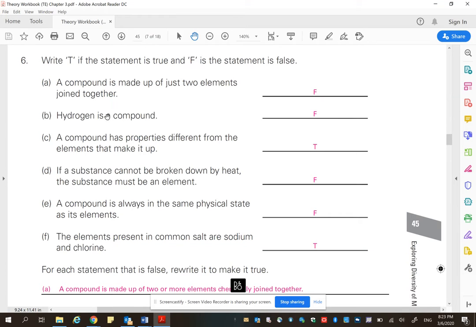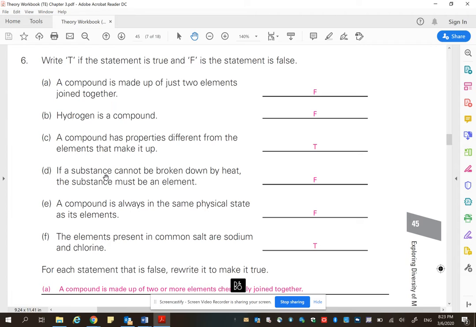Okay, let's continue with question 6. Hydrogen is a compound, is false. Hydrogen is an element, which is found in the periodic table. Part C, a compound has properties different from elements that make it up. True. A compound being made has completely new characteristics. It's very different from the elements.